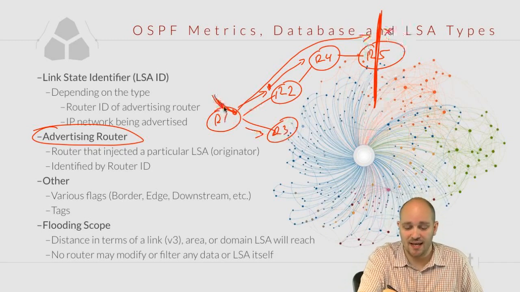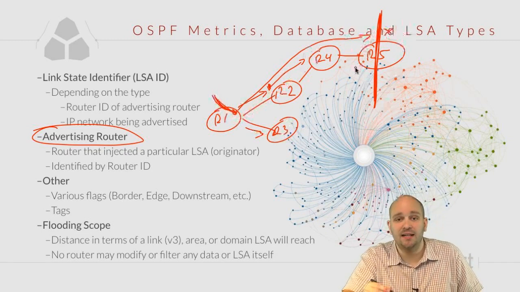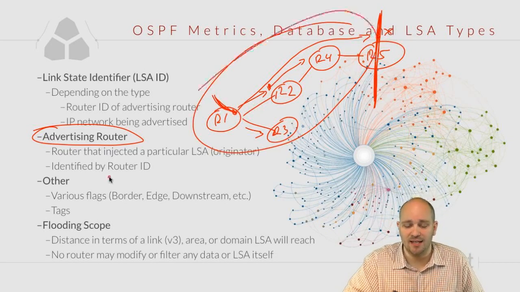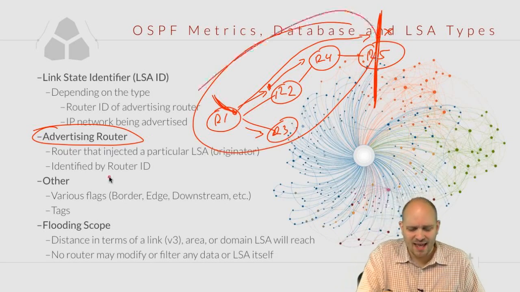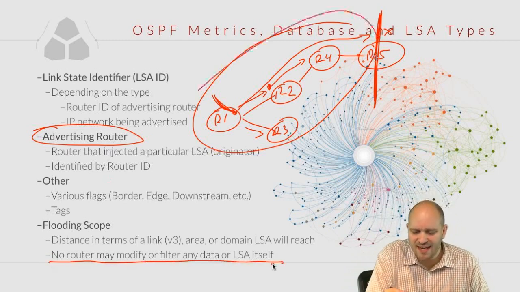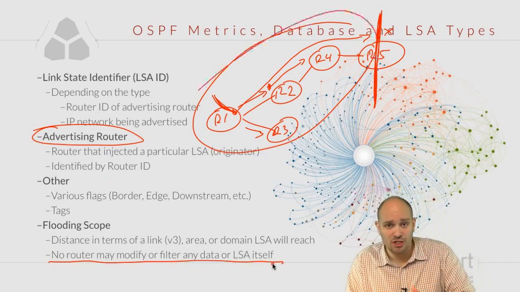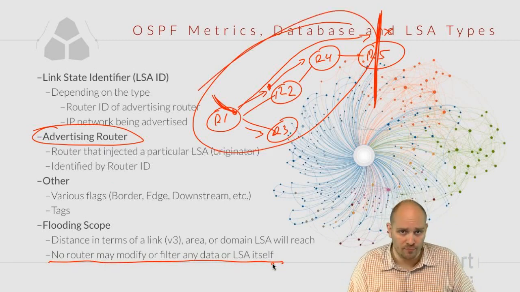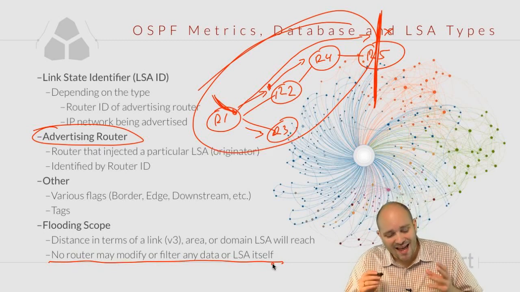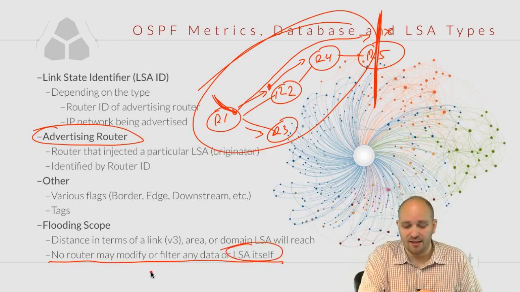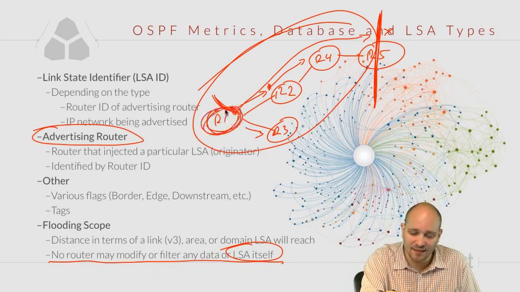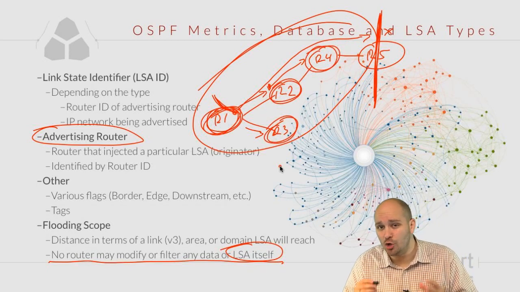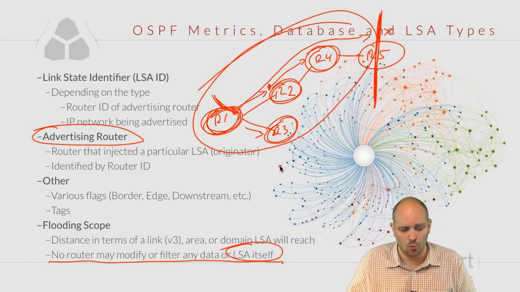So for this LSA, for type 1, we can say that the flooding scope was within the area. But it also means that within this area here, this LSA cannot be modified in any way. It cannot be changed. That means that no information in this LSA can be modified, added, or removed, not even the metric, and the LSA itself cannot be filtered. So if it exists in the database here, it must exist within its flooding scope. So it cannot be filtered in any way.